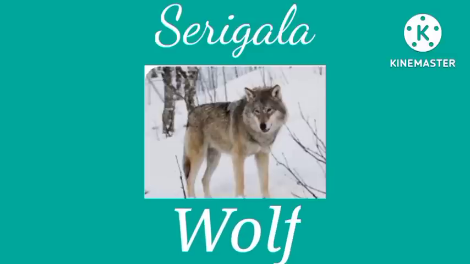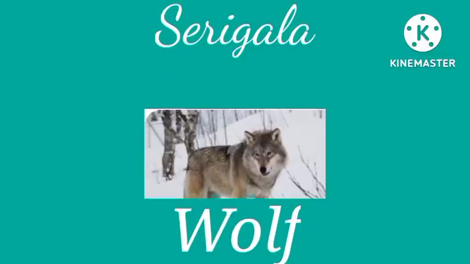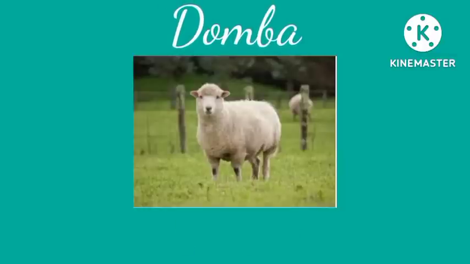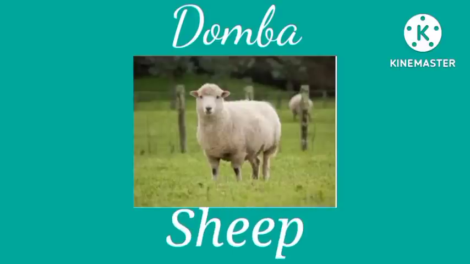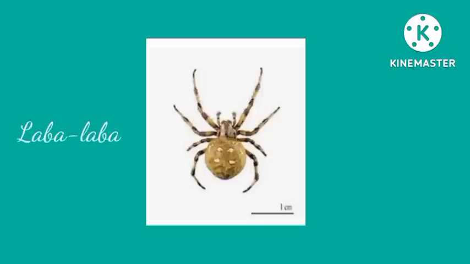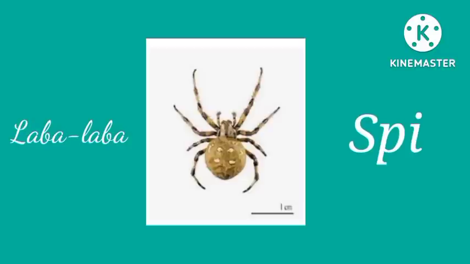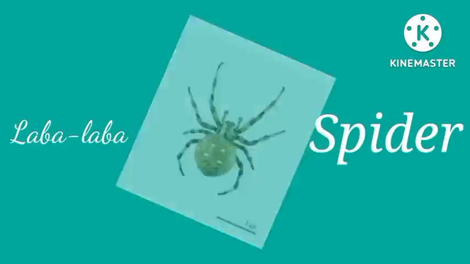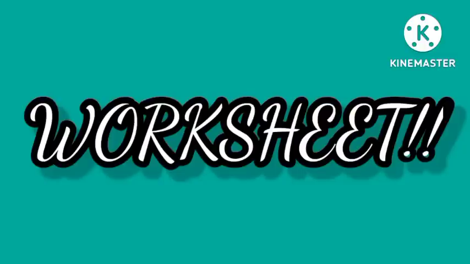W-O-L-F, wolf. And then the last is domba, sheep. S-H-E-E-P, sheep. Laba-laba, spider. S-P-I-D-E-R, spider. Okay, now let's do the worksheet.